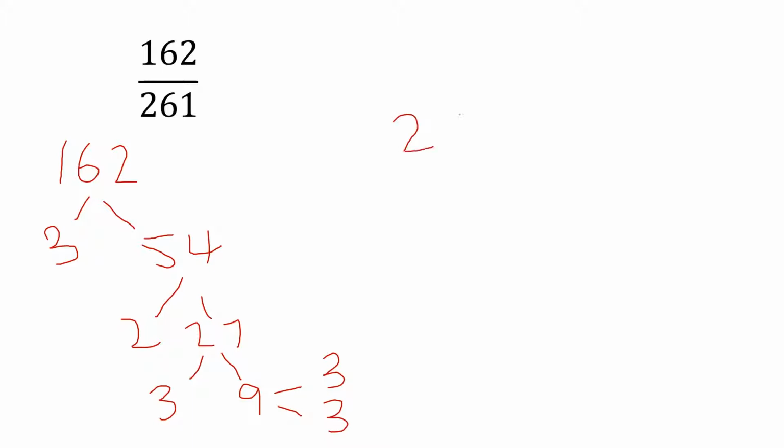Now I'll look at 261. Alright, that one's a little bit of a trickier one. But if I use the divisibility test for 3, I can see that the digits add up to 9 again. So I am going to be able to use 3. Now that I know I can use 3, I'm going to think back to my 3 times tables.